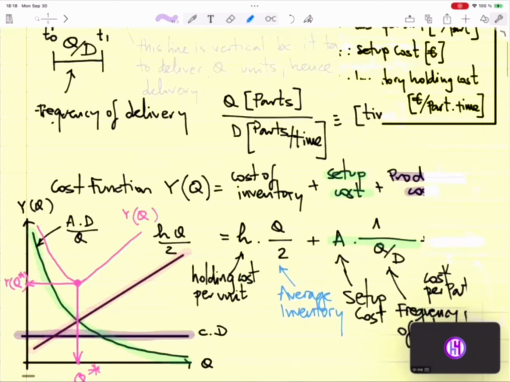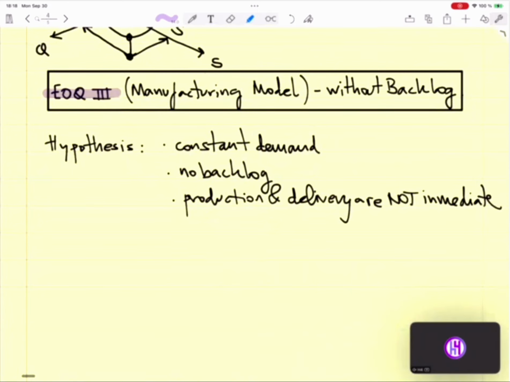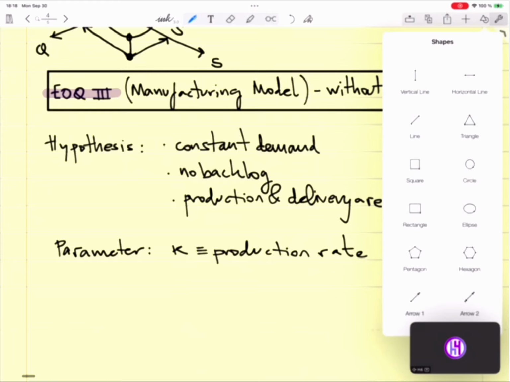So now the line is not going to be vertical. And now we have a different thing, a little bit more difficult to represent with math, okay? So these are our hypotheses, and the parameter we're going to use is the production rate. K is going to be the production rate. So how fast we can produce, okay?